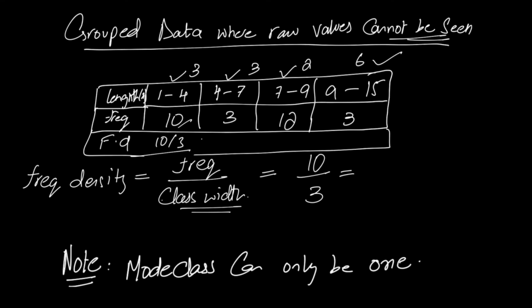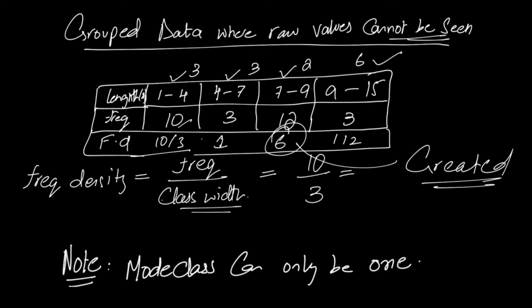In the second case, this will give us a frequency density of 1 because it is 3 upon 3. This will give us a frequency density of 6, and this will give us a frequency density of half. So we can see that 6 is the greatest frequency density, and hence 7 to 9 will be the modal class in this case.